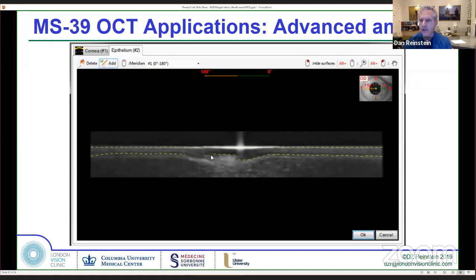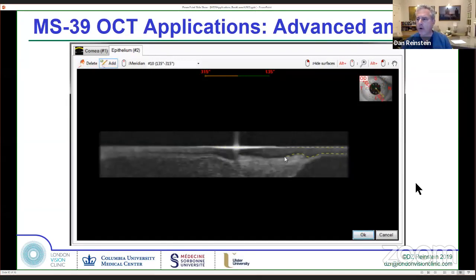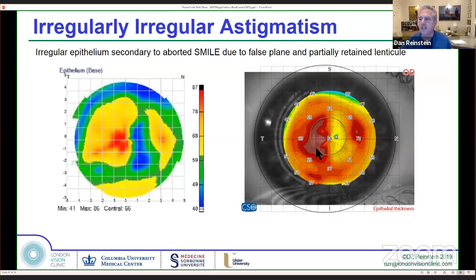Okay, here we go, redoing that little bit. And now we've got a really good idea what the epithelial profile is. And by the way, here's the Artemis Insight 100, which of course we know is the gold standard with 1 micron precision. And look at that, it's beautiful.